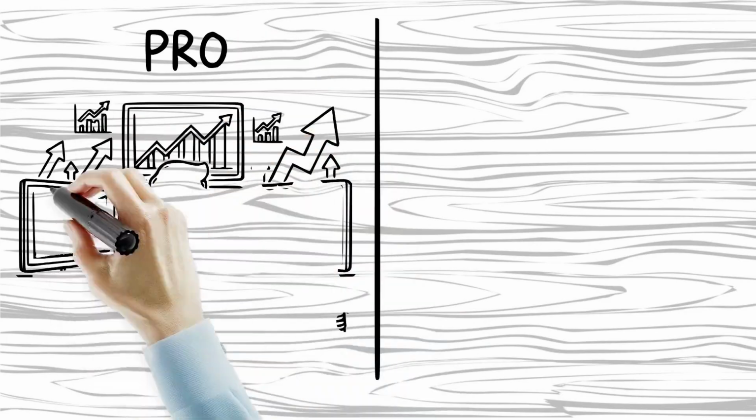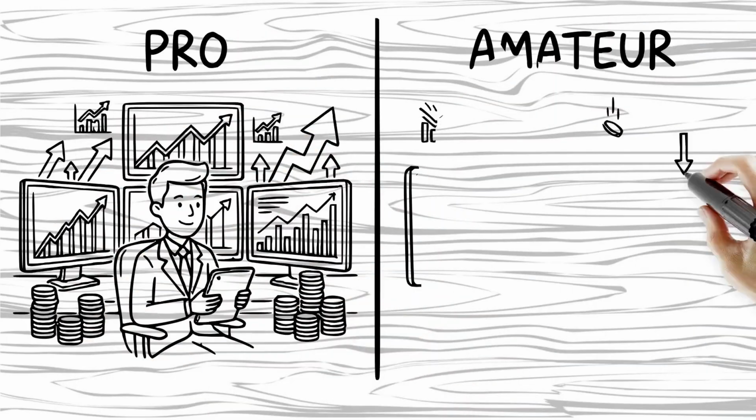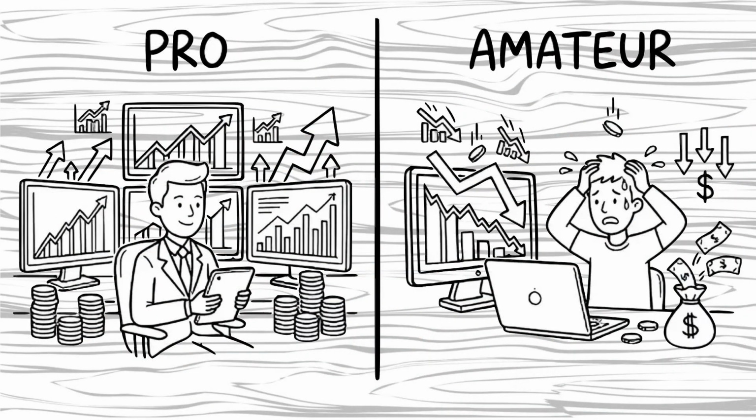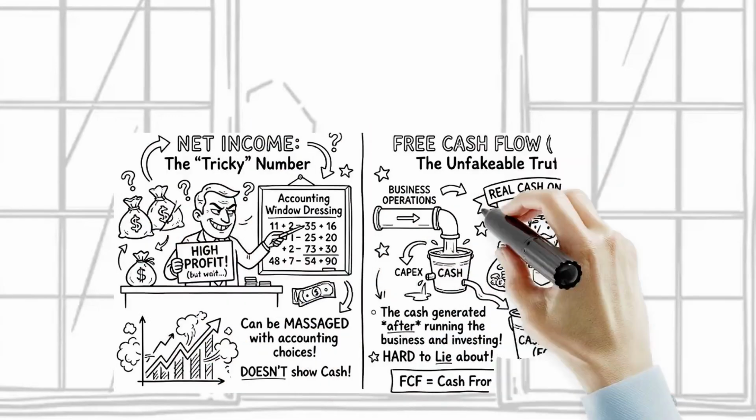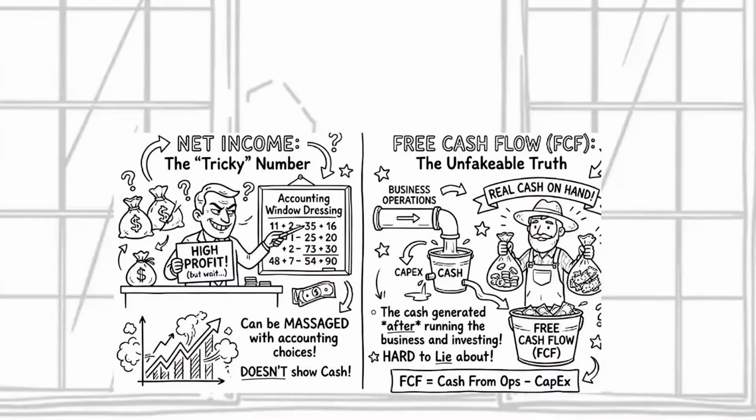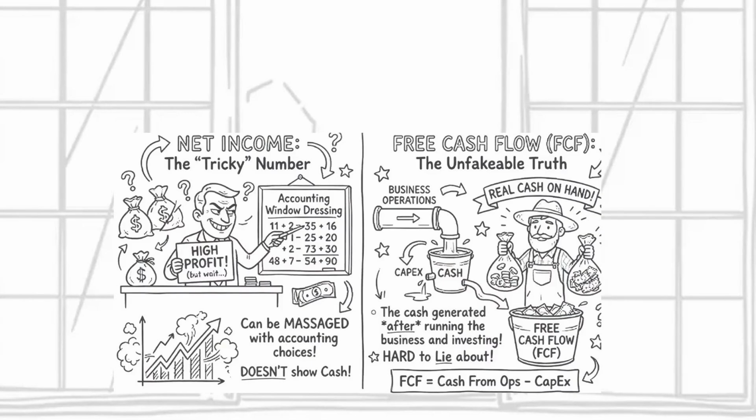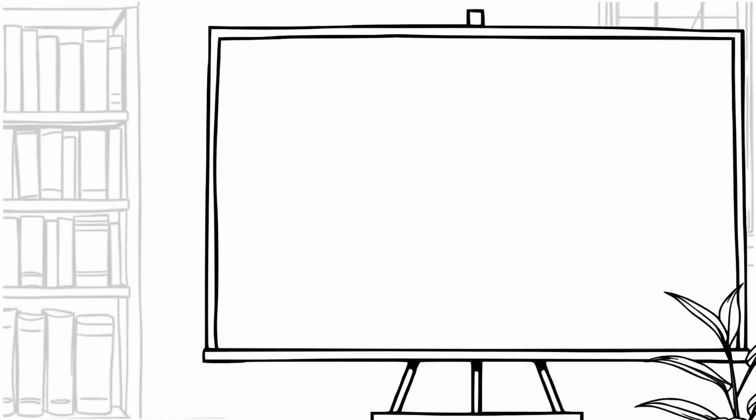Now we reach the most important step, the one that separates the amateurs from the pros, the cash test. There's an old saying on Wall Street, earnings are an opinion, but cash is a fact. Because of complex accounting rules, companies can report net profits that don't actually exist in their bank account. They can hide expenses, delay payments, or use one-time gains to make their reports look beautiful. But they cannot fake free cash flow.